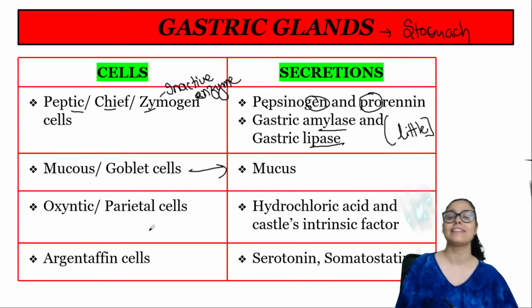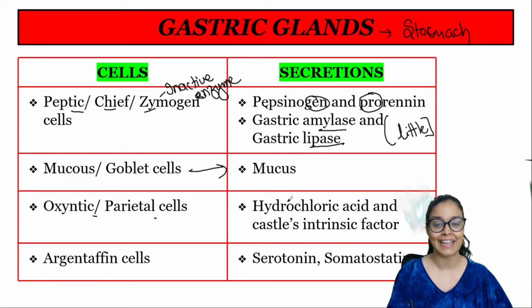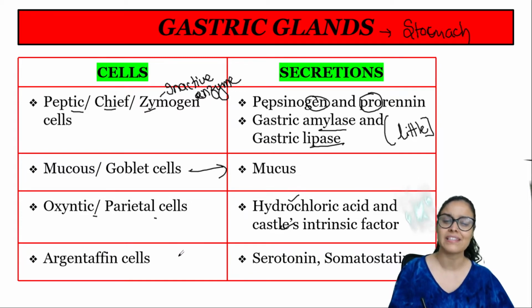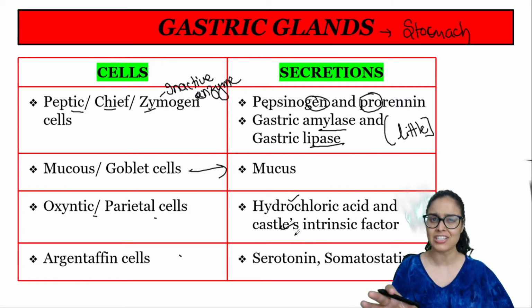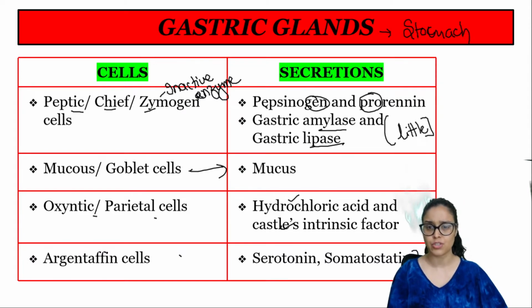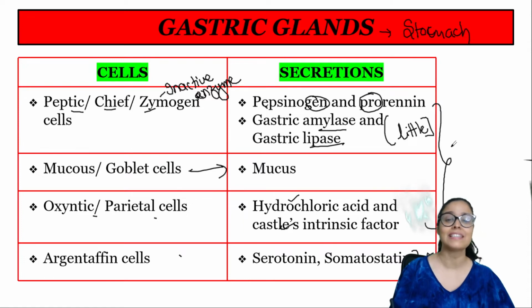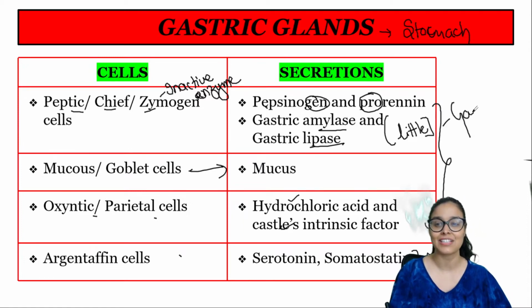Goblet cells secrete mucus. Oxyntic parietal cells secrete HCl and Castle's intrinsic factor. Another one is the argentaffin cell, which is an endocrine cell, so it secretes the hormones serotonin and somatostatin. And you know what? These cells together make up the gastric juice.